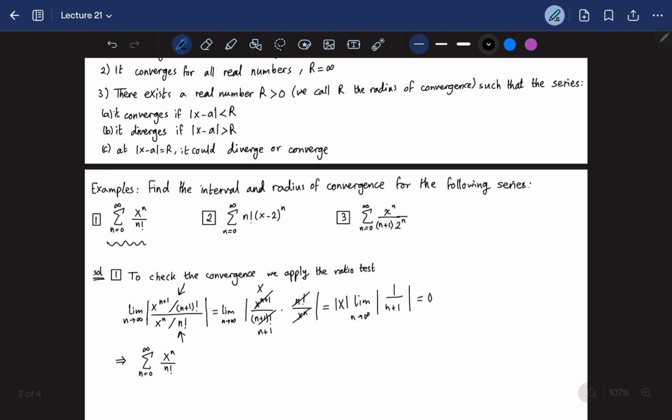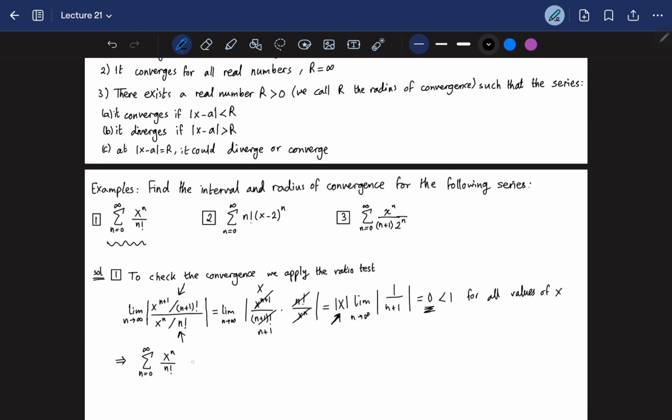And remember, from the ratio test, if the limit is less than 1, this means it converges. But here, it converges for any value x. No matter what the value of x is, I'm still going to get a 0, which is less than 1, so my series converges for all values of x.